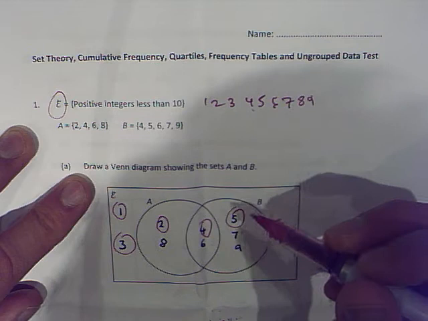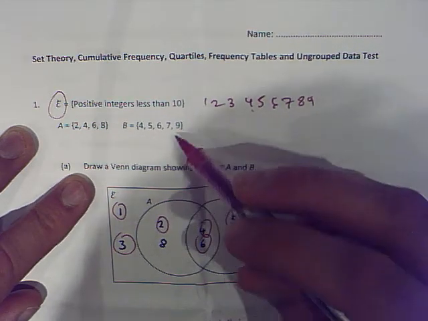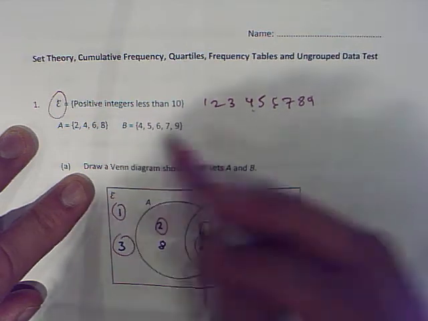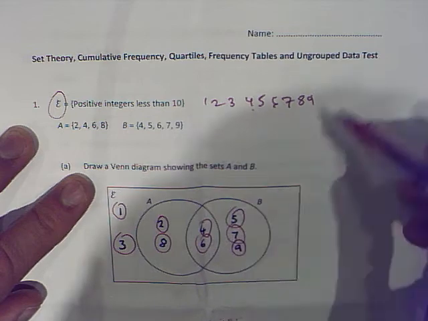5 is in just B. 6 is in both, so it goes in the middle. 7 is in just B. 8 is in just A. And 9 is in just B. And then we've covered all the options.